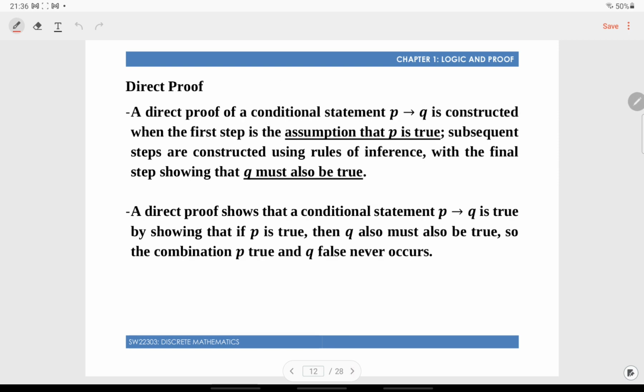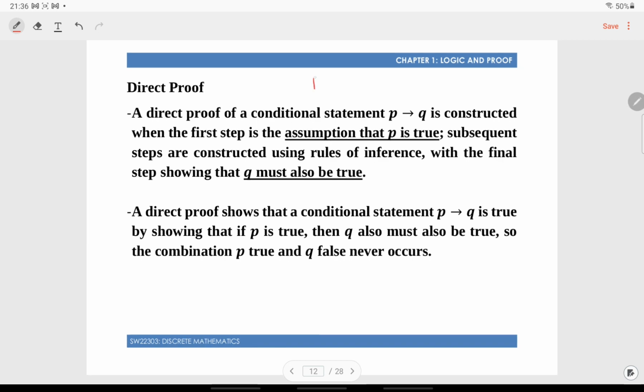So the first method is what we call direct proof, a direct proof of a conditional statement. Like in the previous definitions, we have an if-then kind of definition. For example, for the even number, if a equals 2k, then it is known as an even number. So we have an if-then kind of statement. This is the conditional statement.